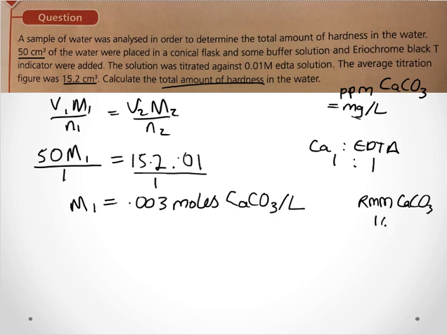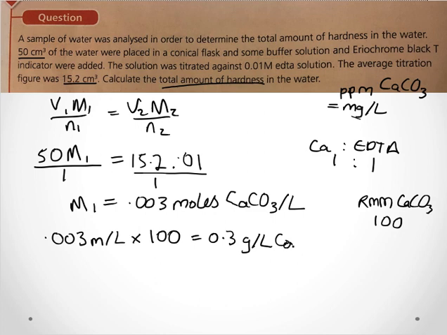And it's a really easy one to remember. It's 100. So if we've 0.003 moles per litre, and we multiply that by the RMM, multiply it by 100, that will give us 0.3 grams per litre of my calcium carbonate. As mentioned above, it's not grams per litre we're looking for, it's milligrams per litre. And there are 1,000 milligrams in a gram.